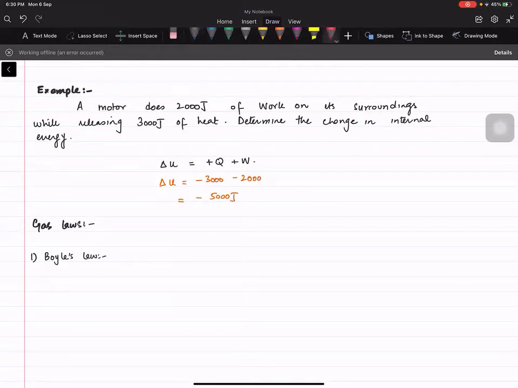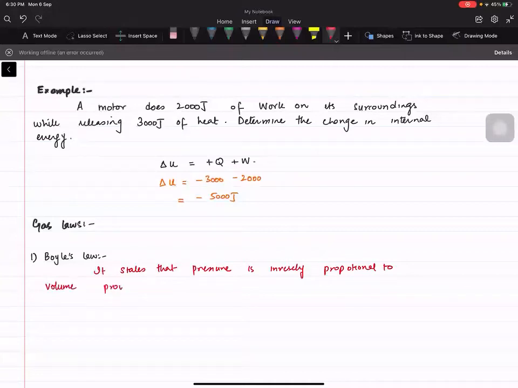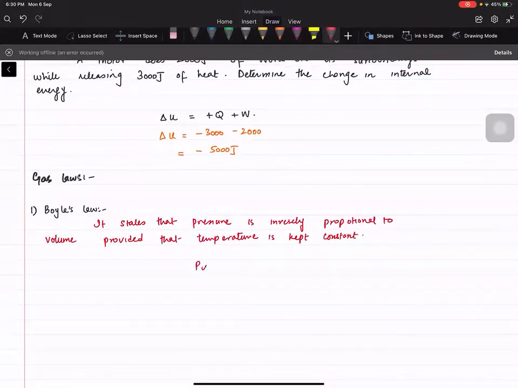The definition states that pressure is inversely proportional to volume, provided that temperature is kept constant. Is it clear? We already know this, by the way. Pressure is inversely proportional to volume, provided that temperature is constant.